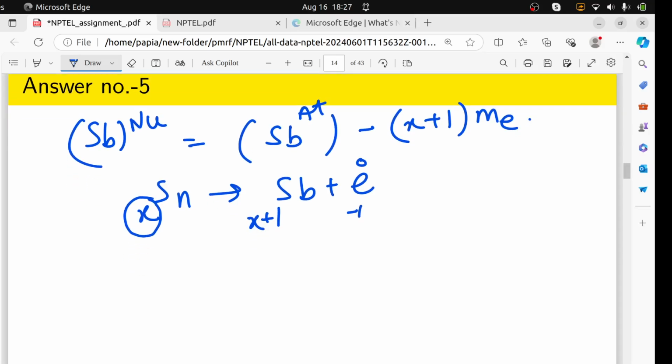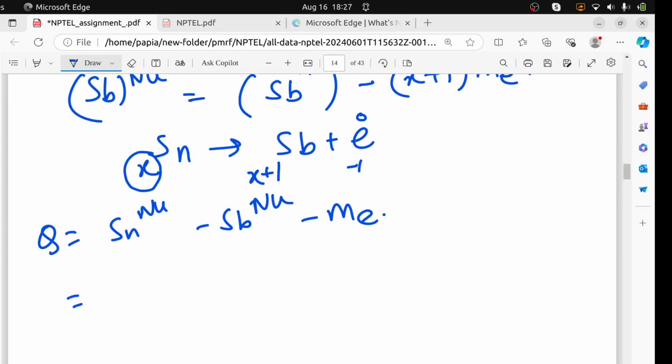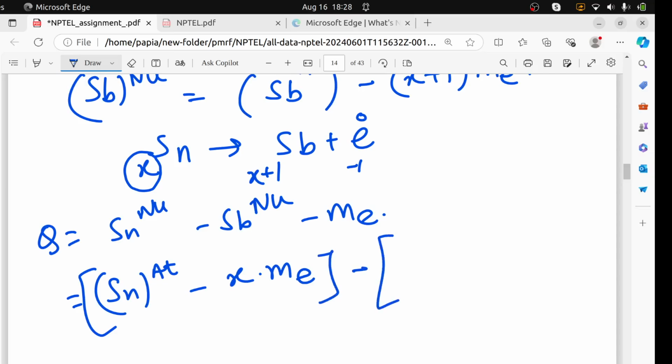Now coming to the Q value again. So Q value was Sn nuclei minus Sb nuclei minus Me. It was the Q value. So if I just put these values, it will be like Sn At minus x into Me, right? So this one was there, minus Sb. Sb is Sb At minus x plus 1 into Me, minus Me.